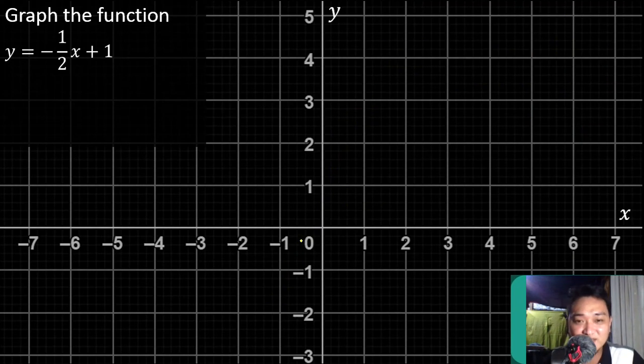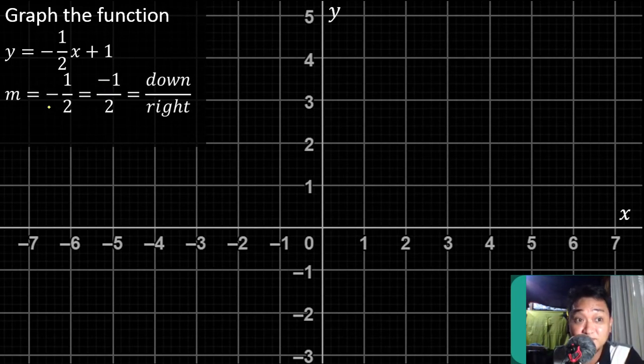Let us try to have some more examples. Let us graph the function y is equivalent to negative 1 half x plus 1. Again, let us try to investigate its slope. The slope is negative 1 half. Pwede natin siyang gawing negative 1 over 2.